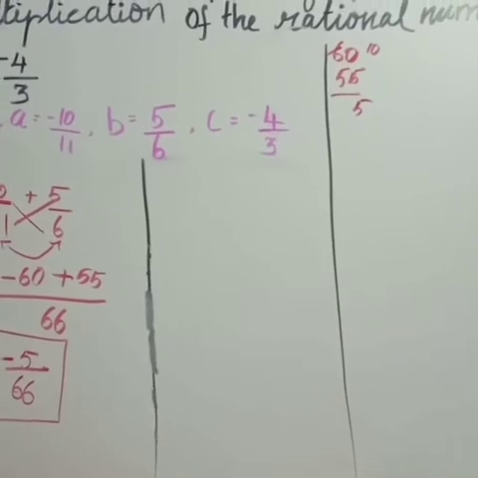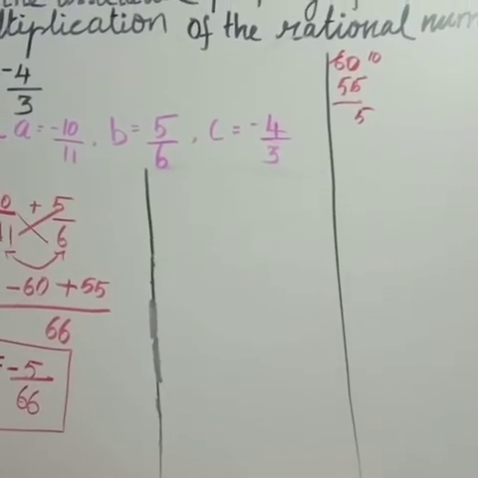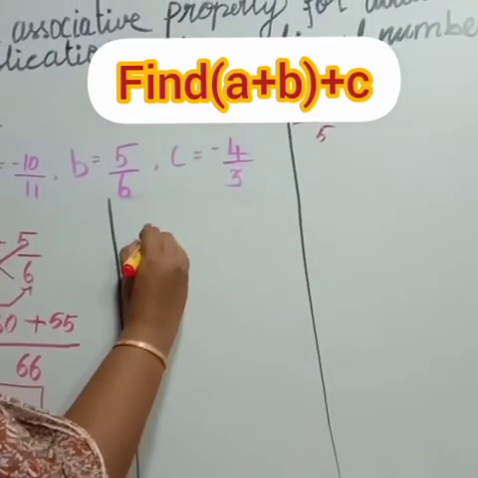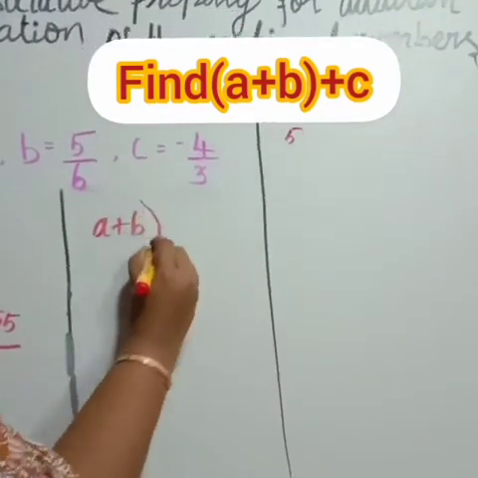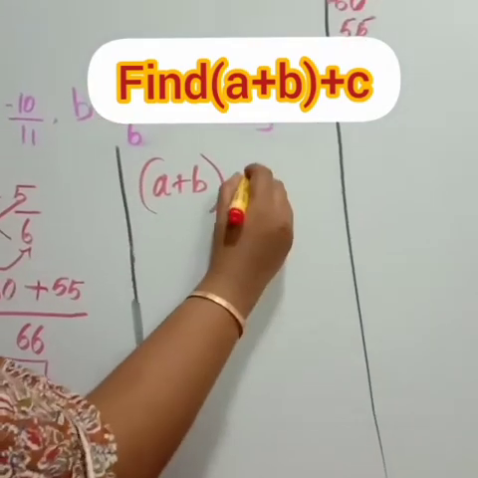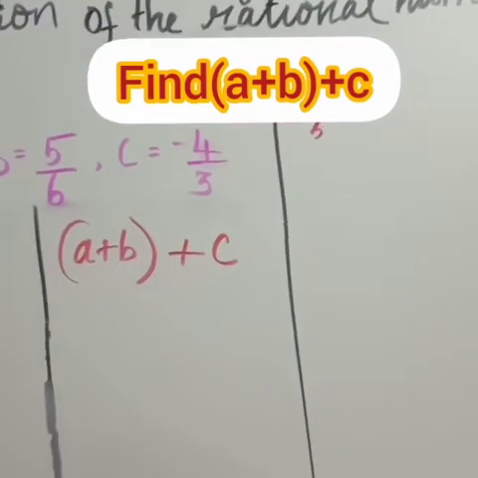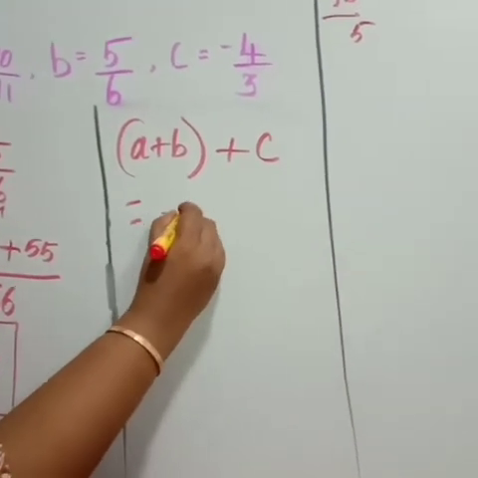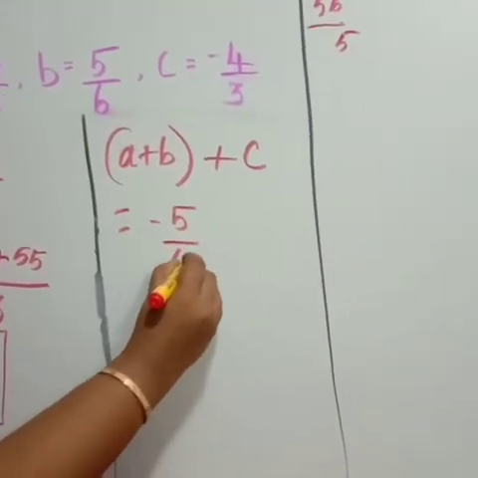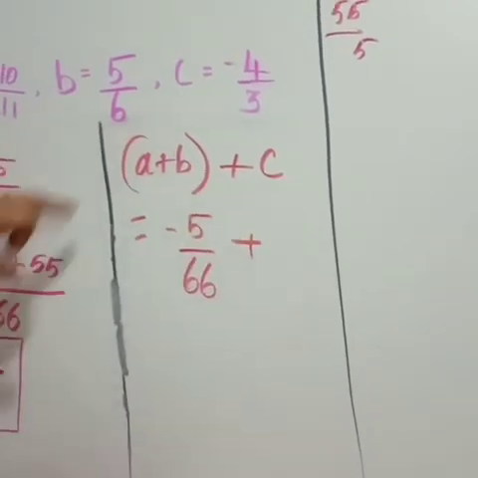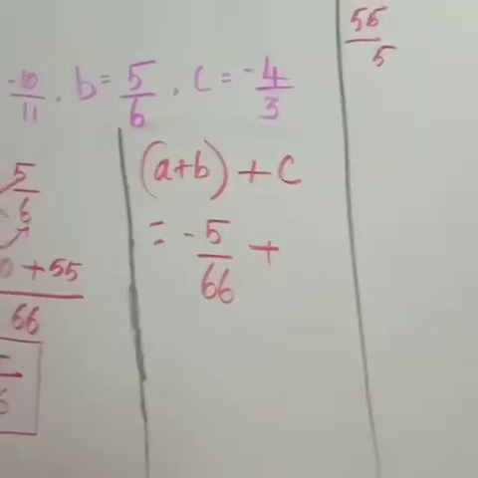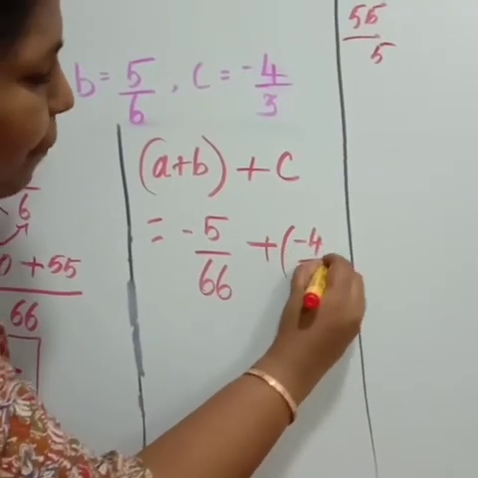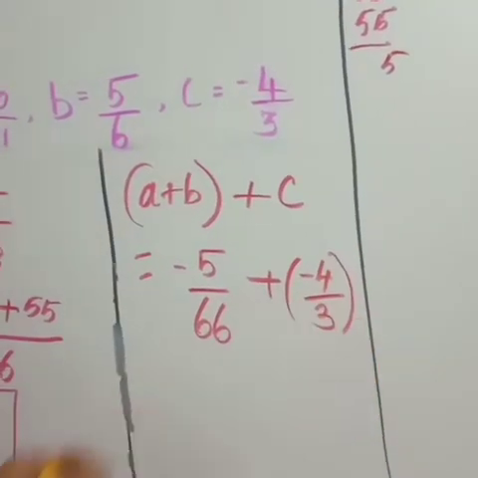Next we are going to find the value of (A plus B) plus C. So what is the value of A plus B? Yes, minus 5 divided by 66. What is the value of C? C is equal to minus 4 divided by 3.